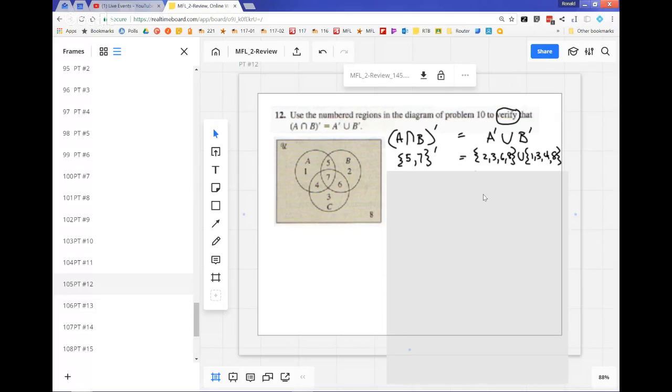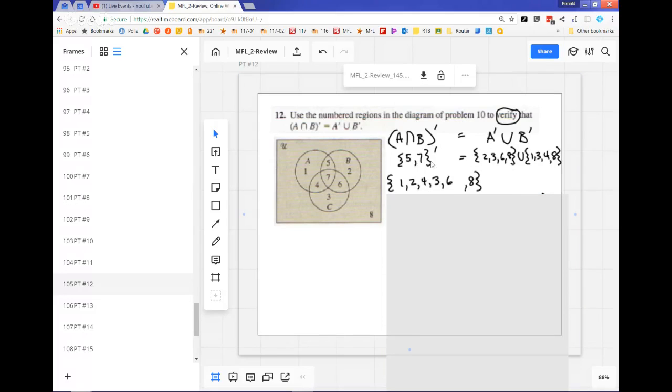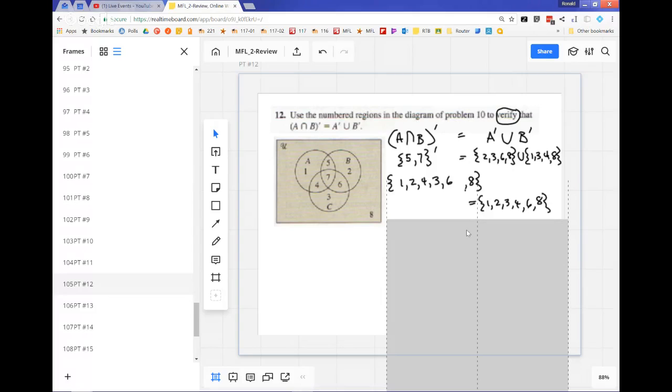Are you with that? Yep. Okay. So on the left, what's the set 5, 7 complement? That's just every number other than 5 and 7: 1, 2, 4, 3, 6, 8. So that's that answer simplified. And then on the right, what happens when you do a union between 2, 3, 6, 8 and 1, 3, 4, 8? You would get the same answer: 1, 2, 3, 4, 6, 8.